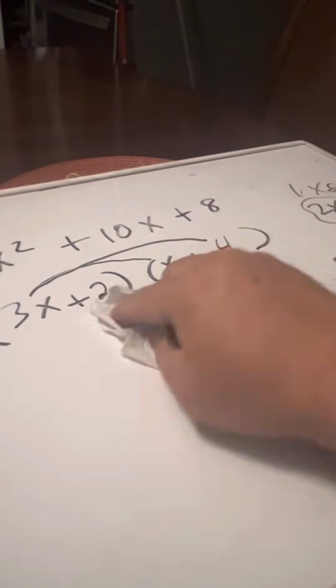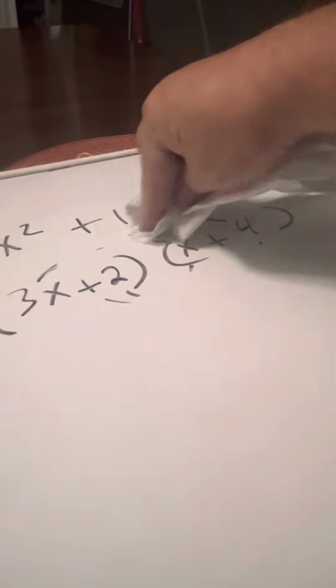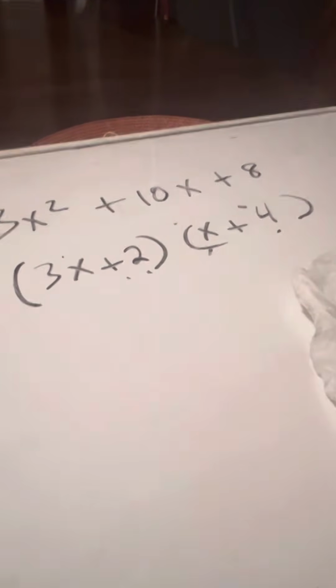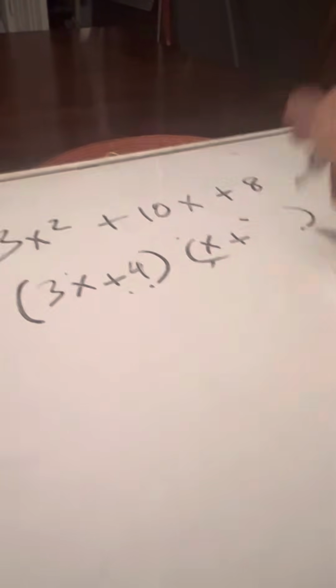Let's go like this really fast. Let me erase this really fast. Okay, this is good for your brain. Okay, all right, let's do this again. This time, let's simply swap the numbers. Let's put the 4 there, and let's put the 2 there.